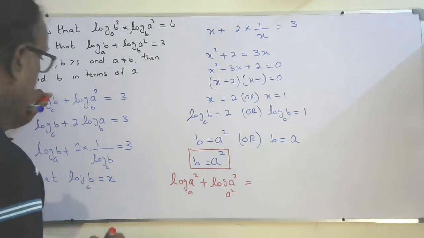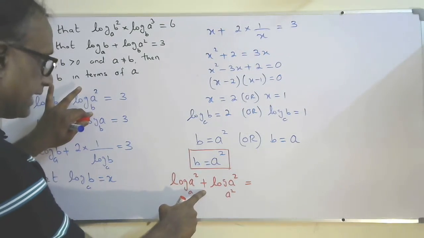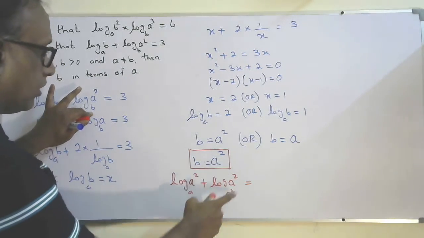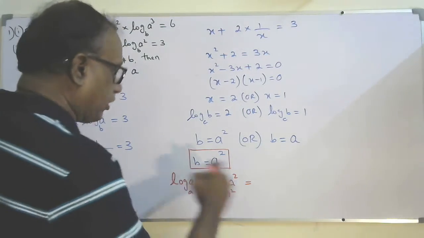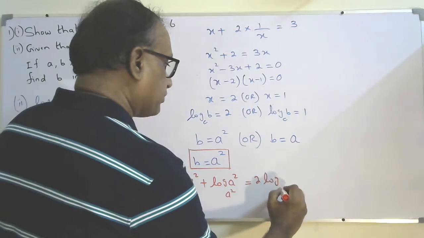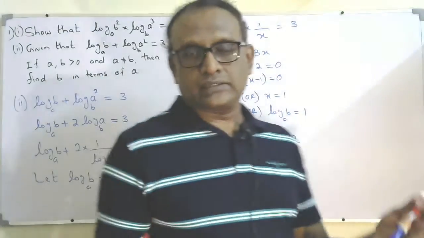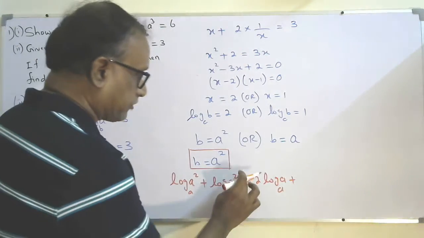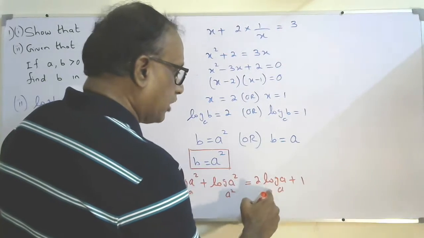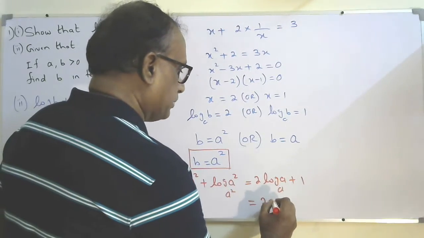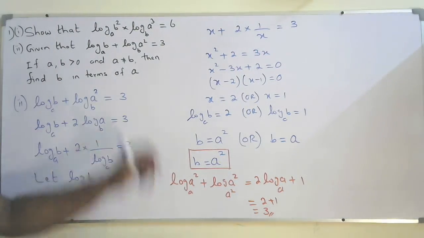So log a of b, instead of b I substitute a squared, plus log b of a squared, I put as log a squared of a squared. We know that log a of a squared, I can write by power rule 2 log a of a, plus log a squared of a squared is 1, is it? Log a squared of a squared, log b squared of b squared, log x of x, anything is 1. So log a of a is 1, 2 into 1 is 2 plus 1, 3. So this relationship is satisfying the given equation.